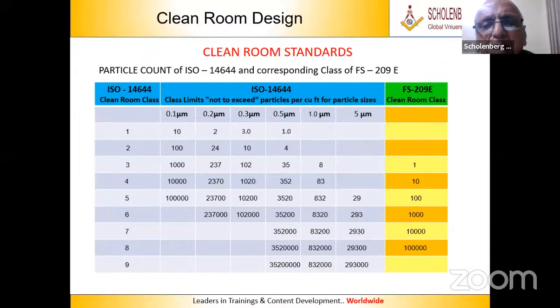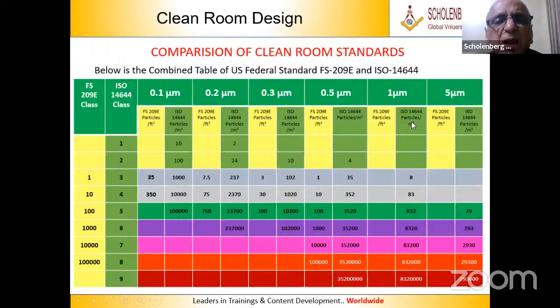Okay. So these are two standards. One is ISO 14644 and FS 209E. Different people follow different standards, but both are the same. Now we are comparing. Now this complete comparison is given to you for your reference. At any time you can compare what is what at different degrees of contamination, 0.1 micron, 0.2 micron, 0.3 micron, and so on. The complete table is given to you.